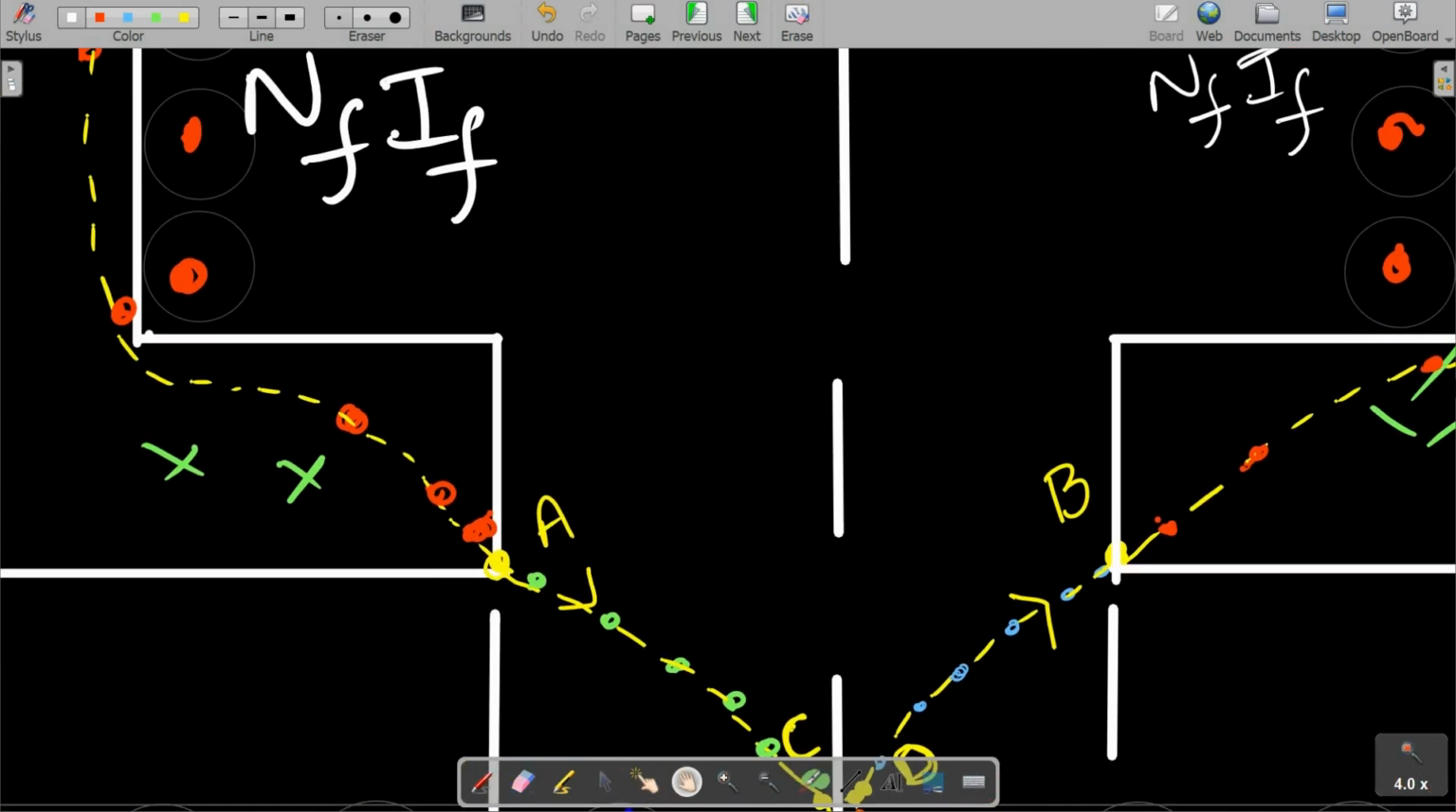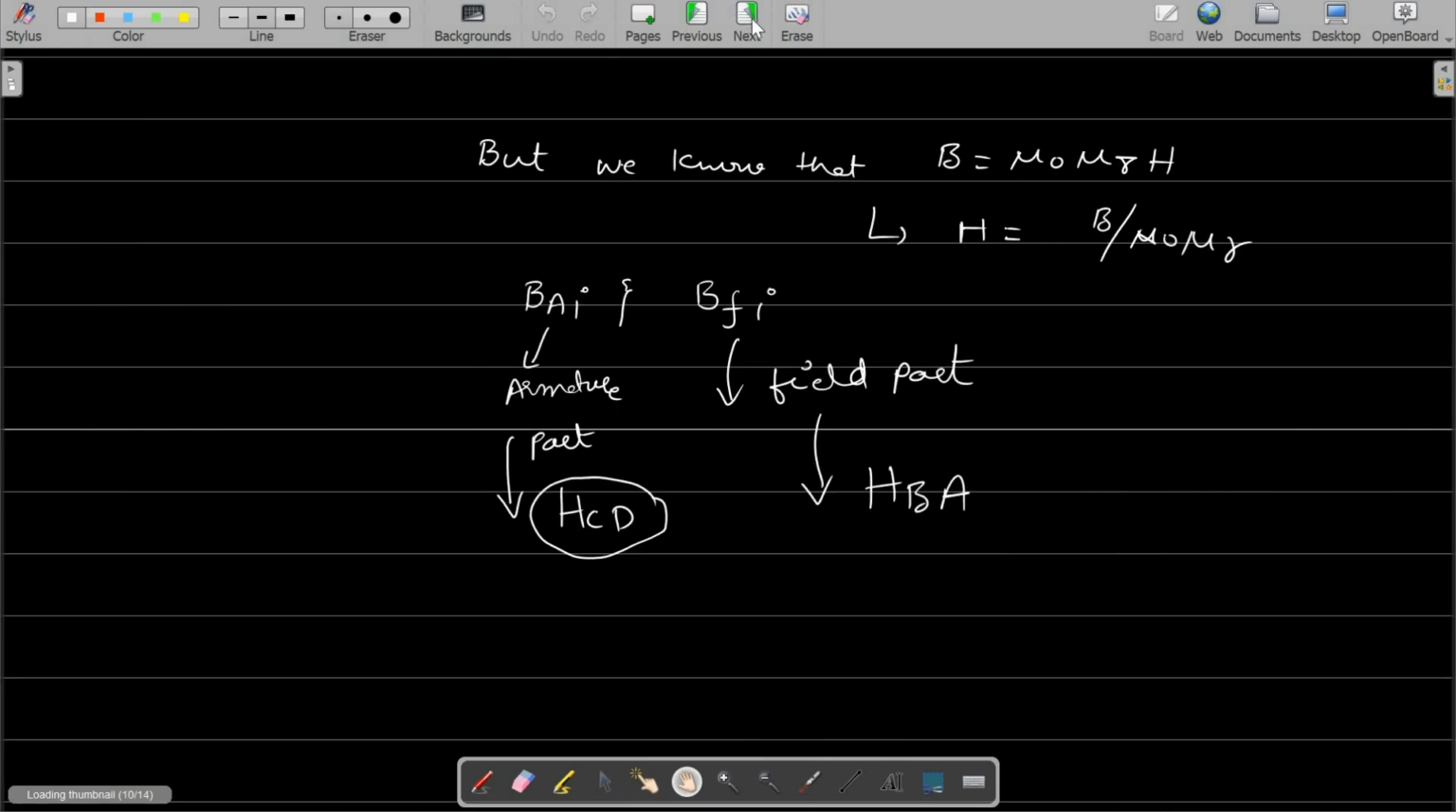This yellow part, the field system everywhere here, is the HBA. Okay, that is the HBA. So now what I can say is that HBA is nothing but BFI divided by mu 0 mu r Fi.